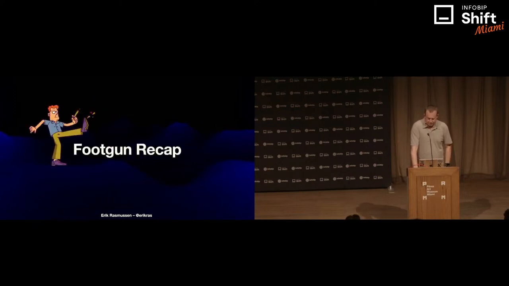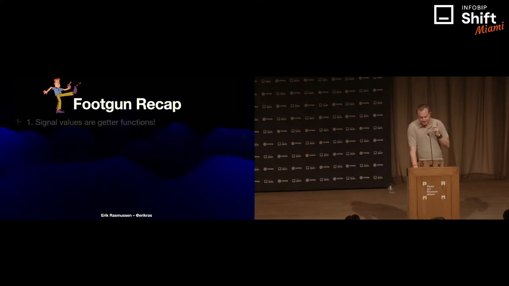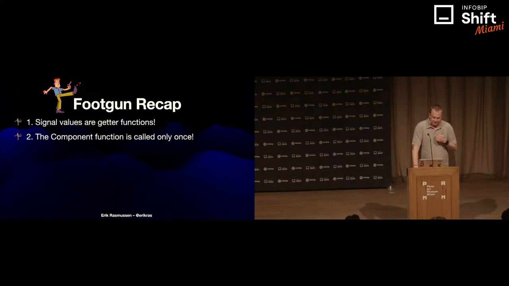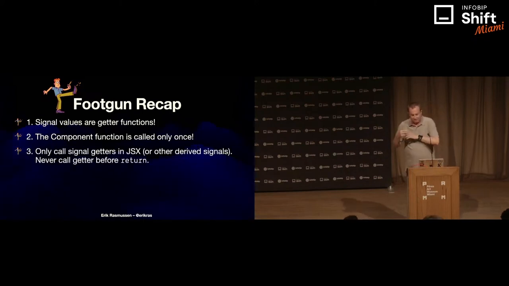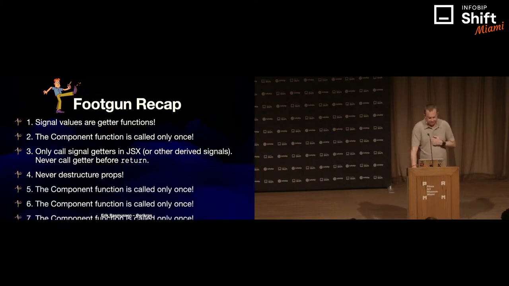Okay, quick footgun recap. Remember, signal values are getter functions. The component function is only called once. You should only call signal getters in the JSX or in other derived signals. Never call a getter before the return. And the corollary of that is never destructure your props. And just for good measure, I've added 5, 6, and 7.